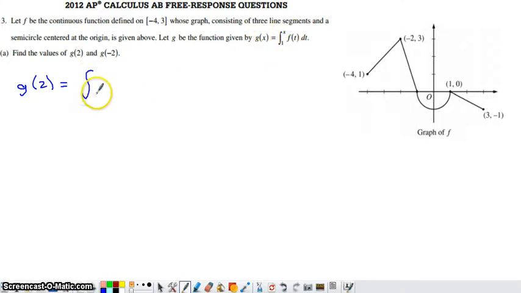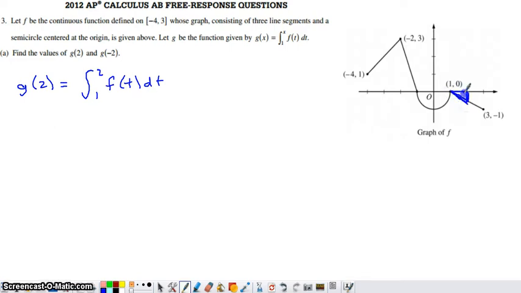So really all you have to do to find g of 2 is find the value of this integral. Now since we have the graph of f provided to us over here, we're just going to need to do a little bit of work to figure out what the value of this is. And we can use graphical arguments for this, or we can actually do an integral to find the value of this. So I'm going to talk about it from a graphical standpoint using area arguments initially. I think that's probably the easiest way to approach this.